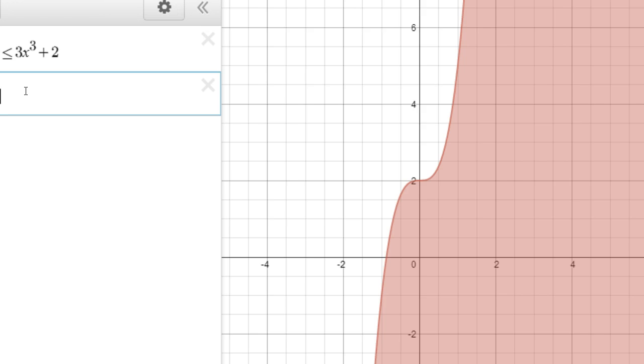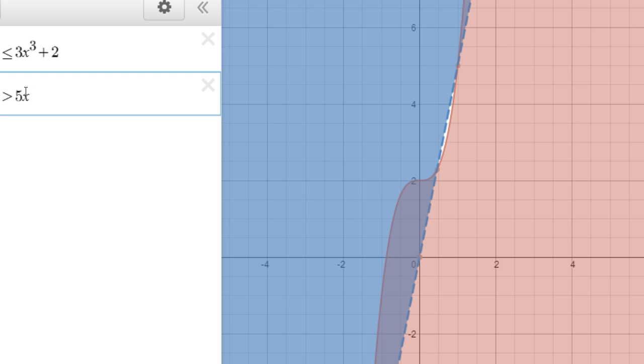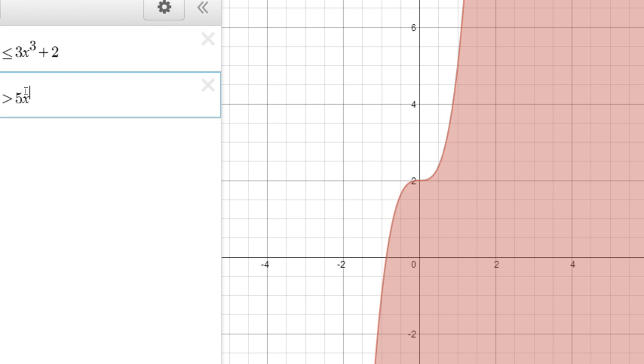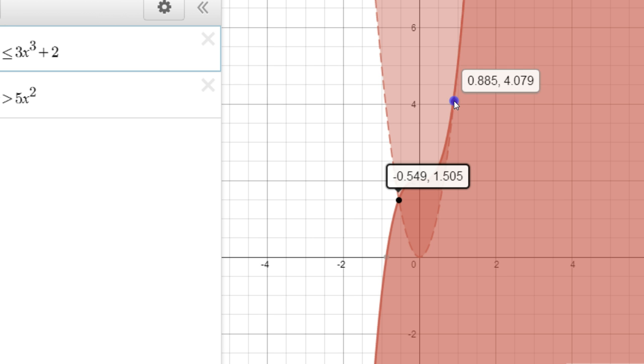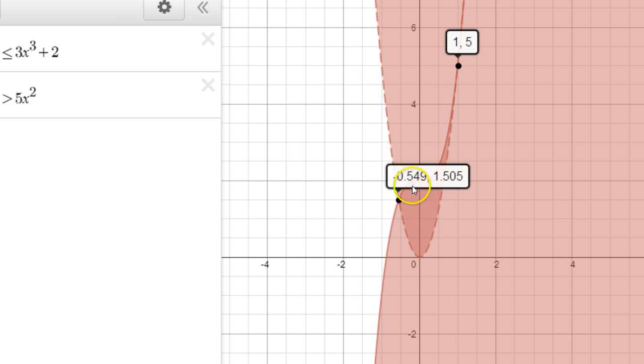Let's go greater than 5x squared. There we go. Okay, make sure you're in the same color. If you're not in the same color, it's going to be awfully hard to see where you're at. So the parameters of the intersections of this are going to be at these 2 points, but also everything in between the two. And so just looking at this one.